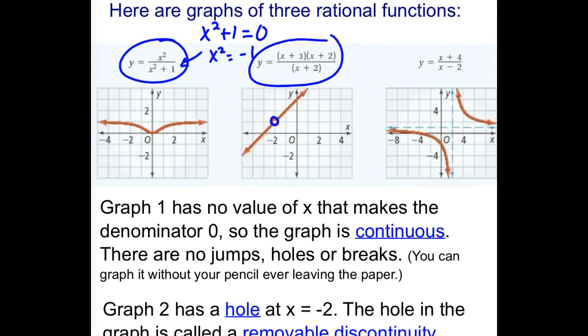Okay, so that x plus 2 factor was one that we could get rid of. We could remove it. In other words, the graph of this and the graph of this are identical except where x is -2. In the first equation, we'd have a hole there. In the second, we wouldn't.